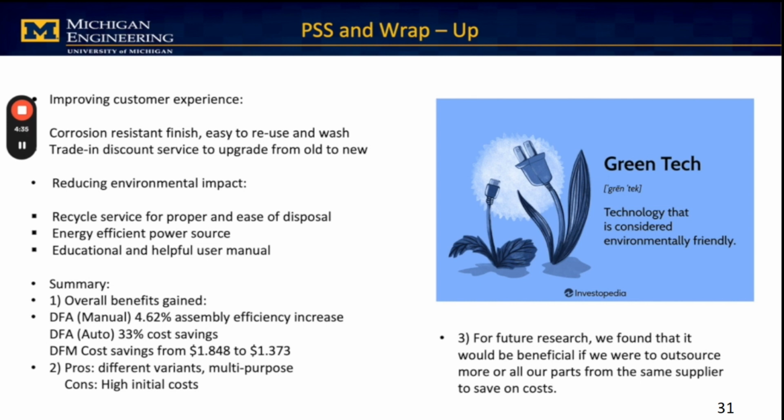Implementing an energy-efficient power source would help the customer save on electricity costs over the life of the product. We also plan to include a helpful user manual to guide and educate customers on how to improve the life of the product, therefore reducing the environmental impact. We also achieved multiple cost savings using DFA, manual and auto, and DFM, and we included some pros and cons of our design and what we'd do if we would start this all over again.